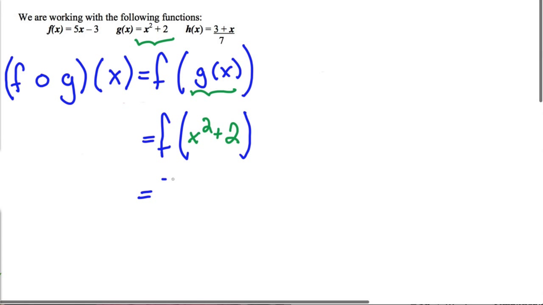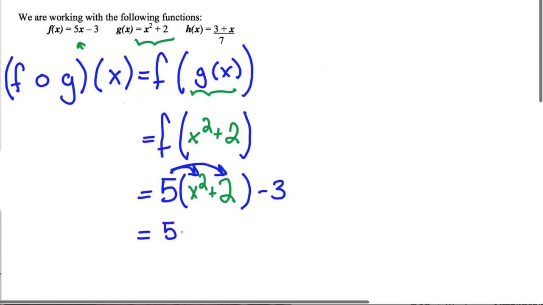So then this is equal to 5, and now notice, instead of x, I'm going to plug in all of g of x, which is all of x squared plus 2. So notice I am plugging g of x inside of f of x. So then this is 5 times x squared plus 2, and then minus 3. And now we need to simplify this a little bit. So I'll distribute the 5 inside of the parentheses. So this is 5x squared plus 5 times 2 is 10 minus 3.